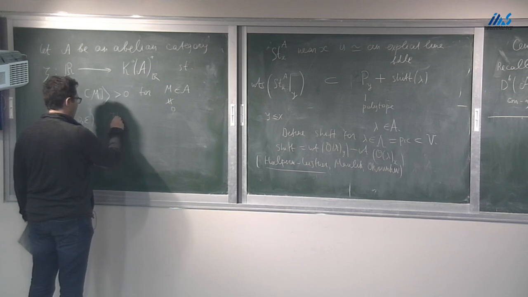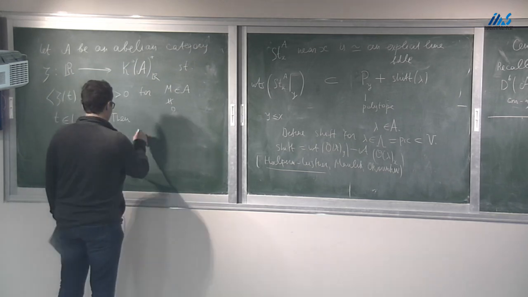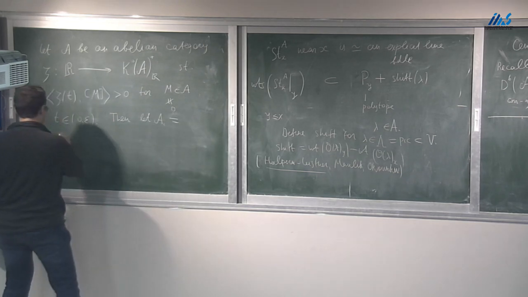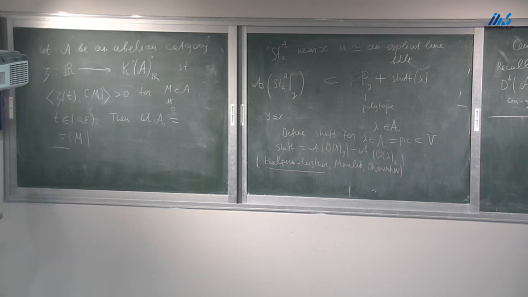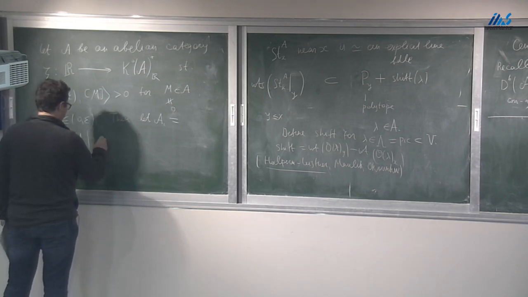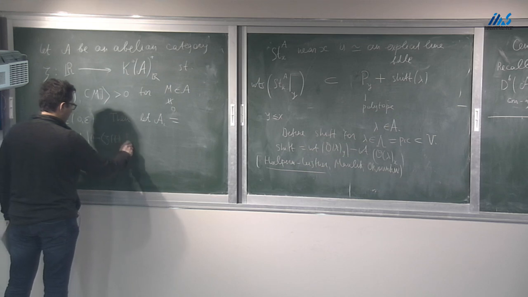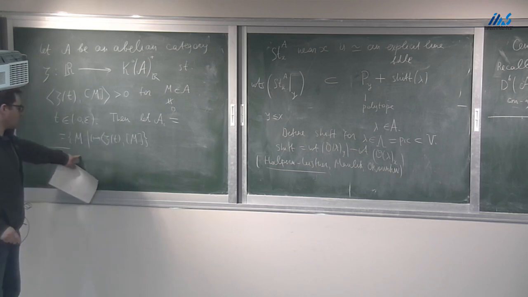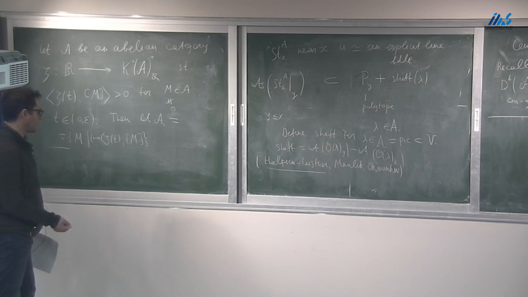Then we define a filtration. Let A_i be the set of m such that the polynomial, the function t goes to zeta of t paired with m, has a zero at 0 of order at least i.